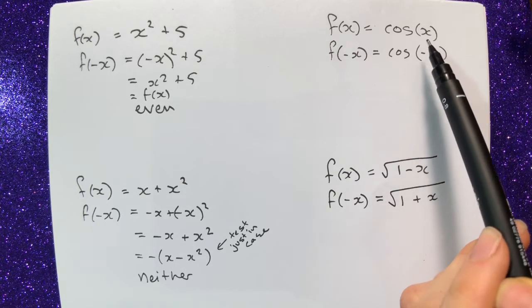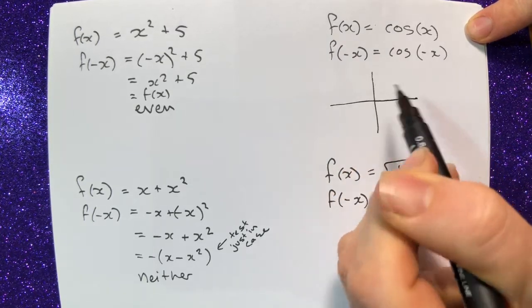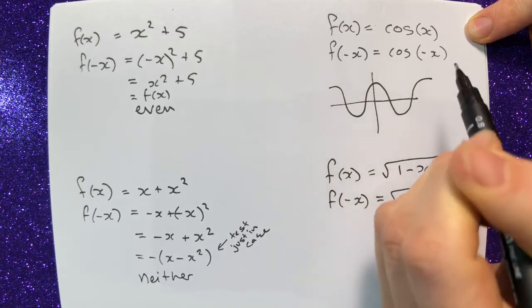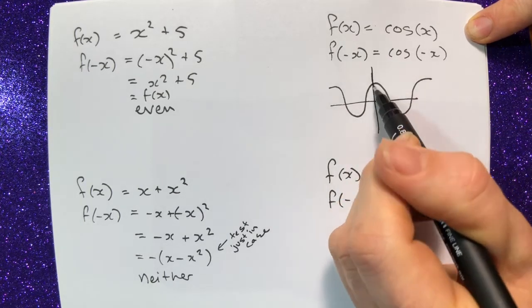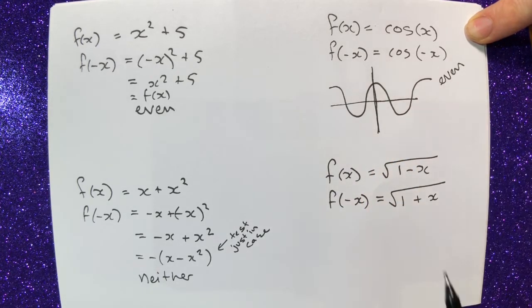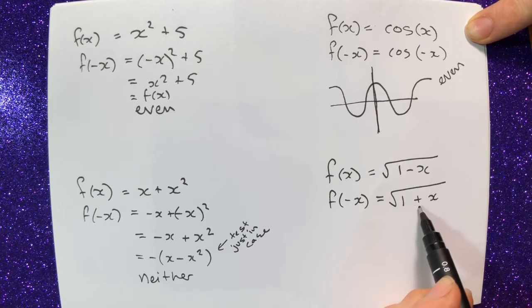This one I've got cos x, or cos of negative x. Now, if you don't know the rule, the best thing for you to do here would be to sketch the cos function. And then go, okay, that's cos x. Cos of negative x would actually flip the x-axis, making it symmetrical. Even.